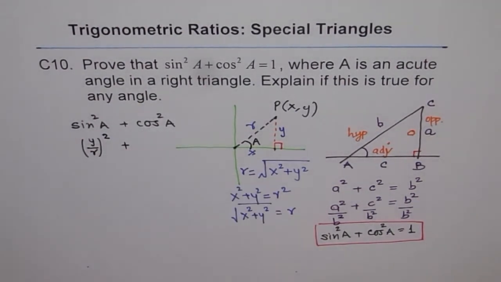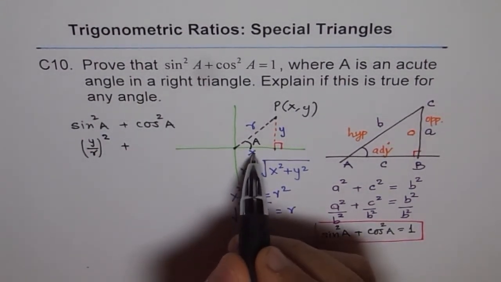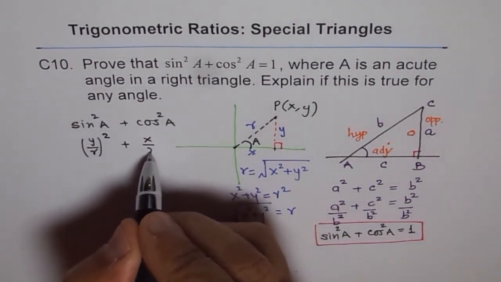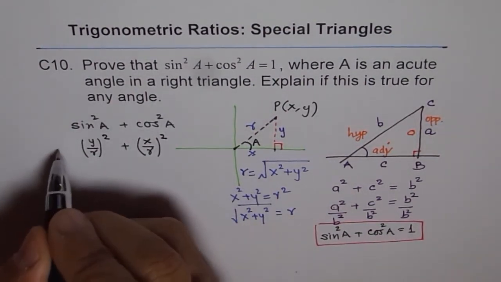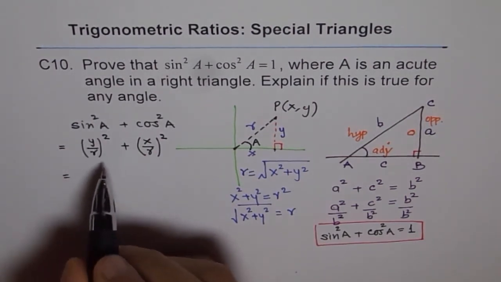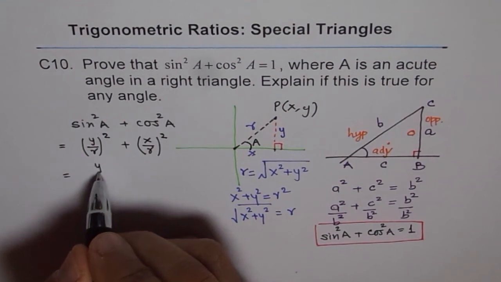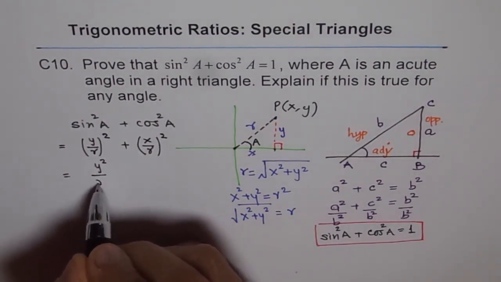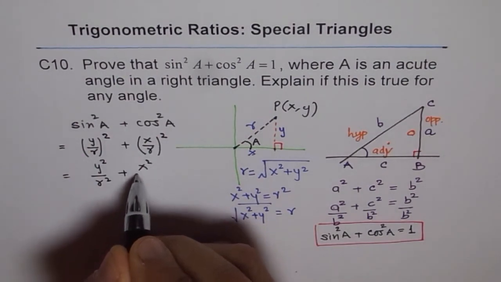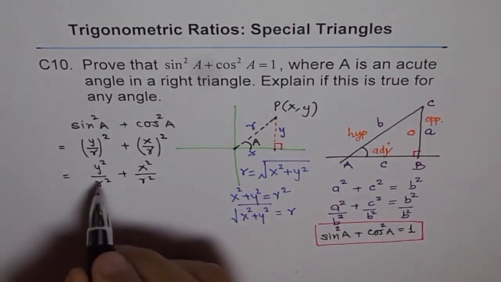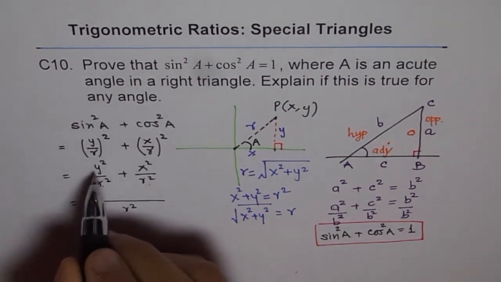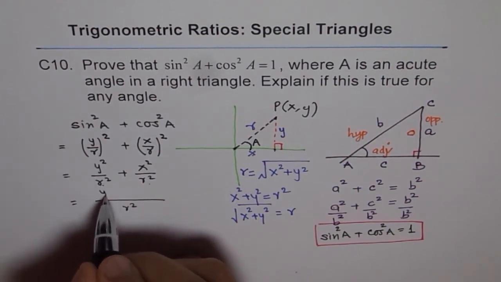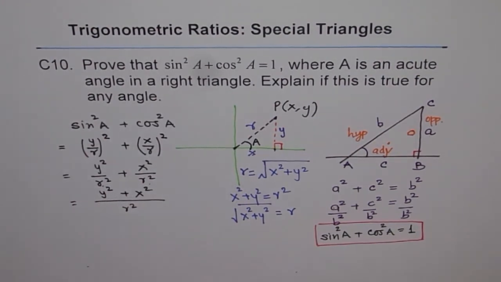Now what is cos square a? Cos a is adjacent over hypotenuse. Adjacent is x. So it is x over r whole square. Perfect. Now let's open this up and see what this is equal to. So we get y square over r square plus x square over r square. Good. Now let's add them up. They have a common denominator of r square, and the numerators add up, right? So we have y square plus x square.